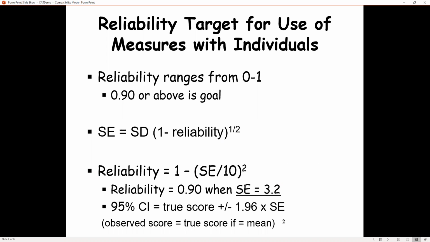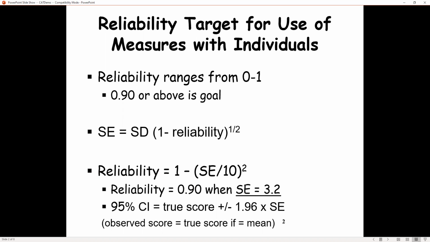Another thing that will be important to keep in mind is what we try to do with a computer adaptive test if we want an individual score and to interpret that. I already referred to this previously, but the reliability is going to range between 0 and 1. 1 is perfect, and 0.90 or above is the goal for individual assessment.